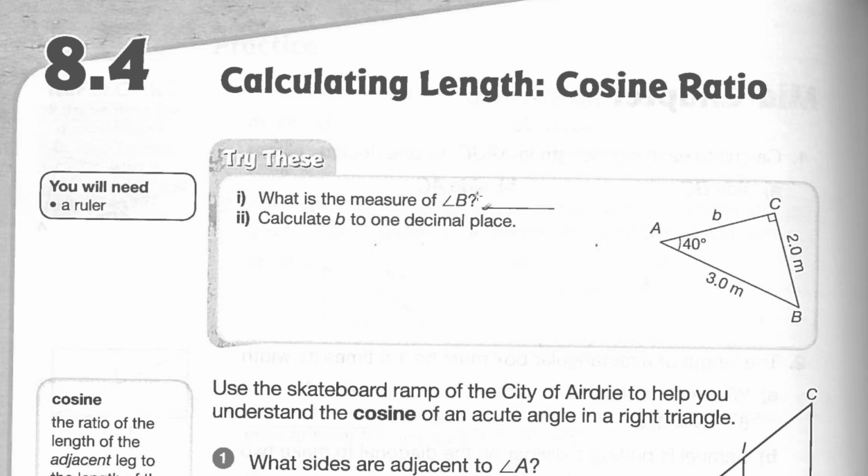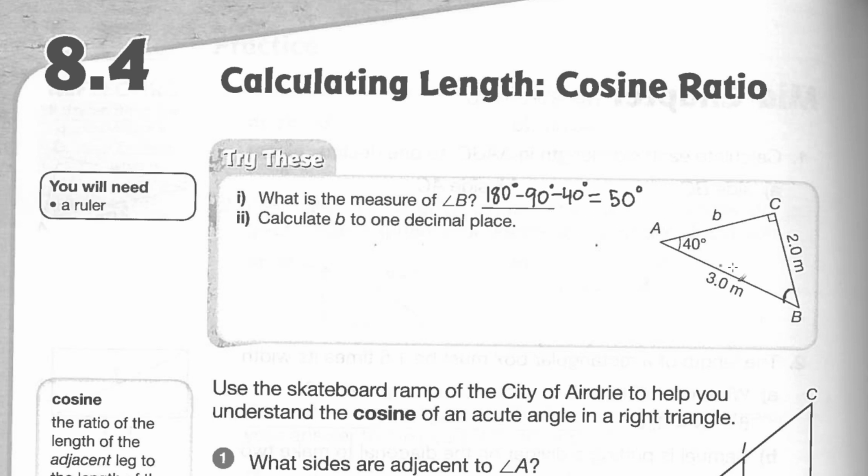What is the measure of angle B? Well, angle B is this one right here. We can figure that out by remembering that in a triangle, the angles add up to 180 degrees. So I take 180 degrees and I subtract my 90 degree square angle or right angle and my 40 degree angle A. And when I do that, I find that angle B is equal to 50 degrees.